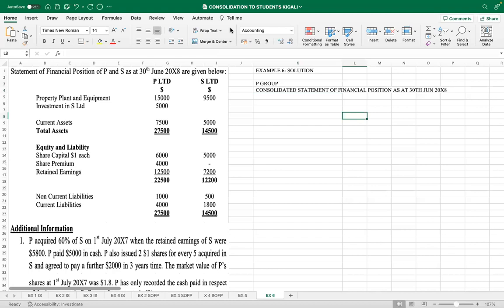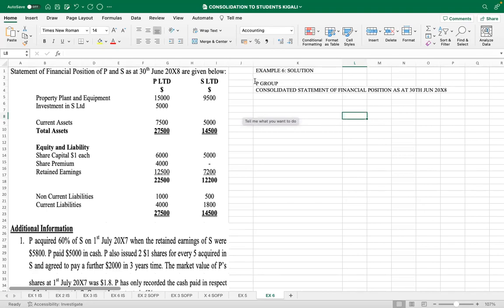Let me look at them. What is equivalent to cost of control? The equivalent to cost of control is the cost of investment, which is also known as purchase consideration, which is treated as a non-current asset under goodwill. I hope I've answered Xavier.